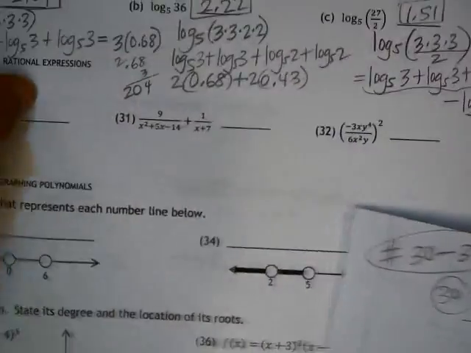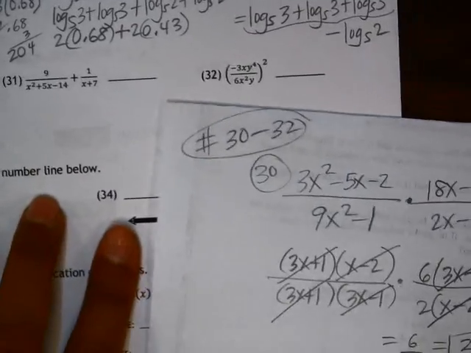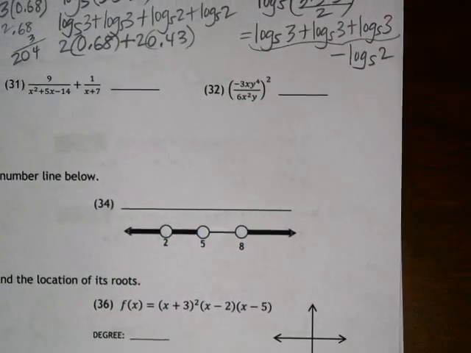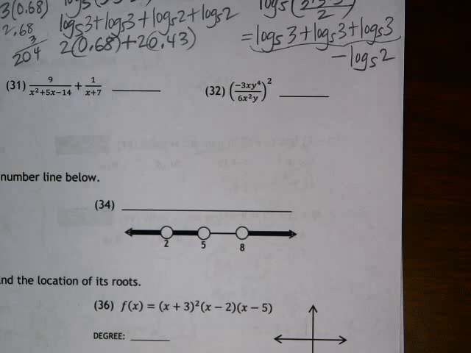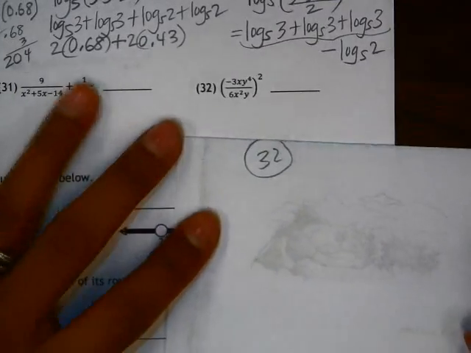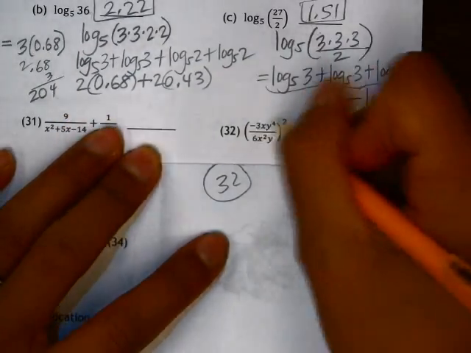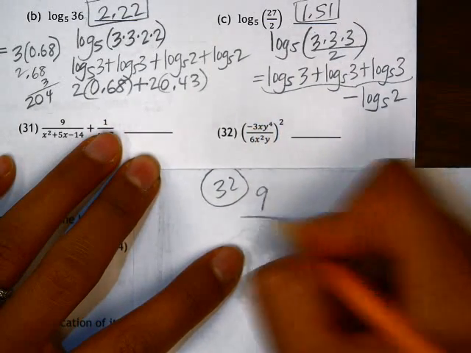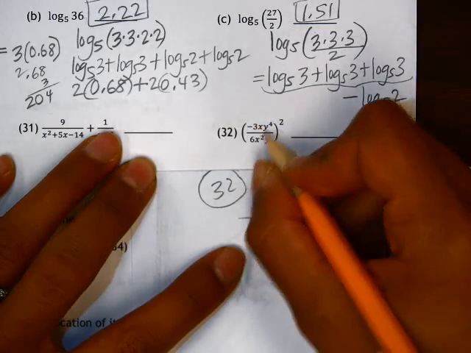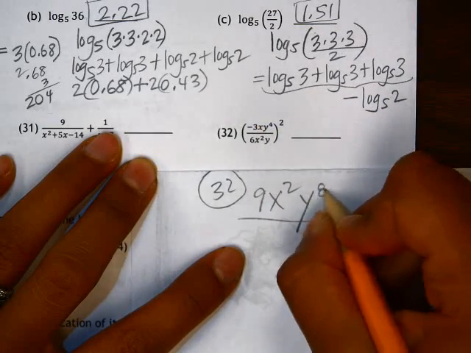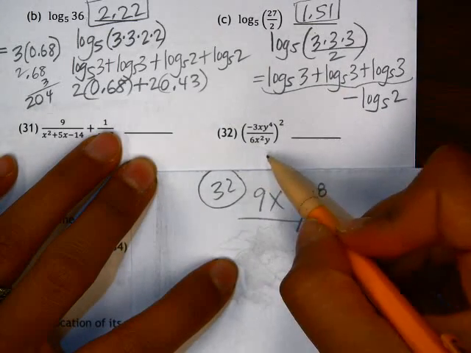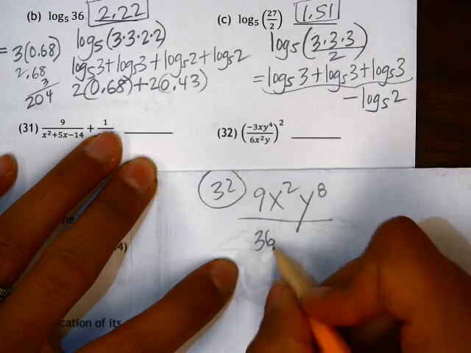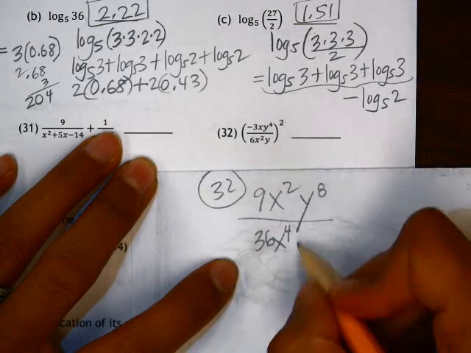Okay, lastly, in this section, number 32, we have to simplify this expression, and let's first square the entire expression. So negative 3 squared is 9, x squared. Y to the 4th squared, we need to multiply the exponent, so that's y to the 8th. Then the denominator we need to square also, so 36, which is 6 squared. X squared squared is x to the 4th, and y squared.